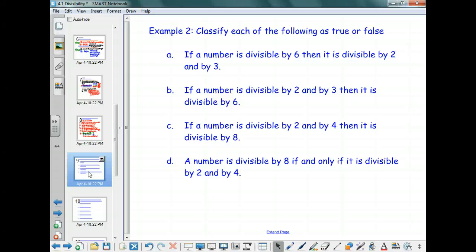All right, next question. It's only question number 2? You gotta be kidding me. Classify each of the following as true or false. Okay, so these look very similar to one another, and in fact, they go back to something we've already talked about. If a number is divisible by 6, then it is divisible by 2 and 3. Yes, that is true. That is a true statement. And then the next one says, if a number is divisible by 2 and 3, then it is divisible by 6. That's actually also true.